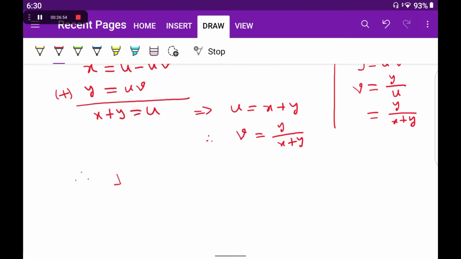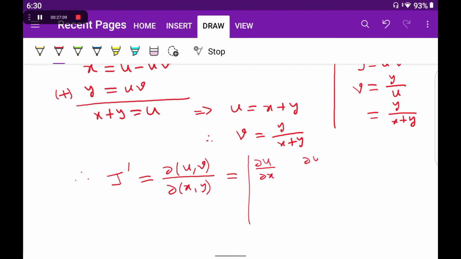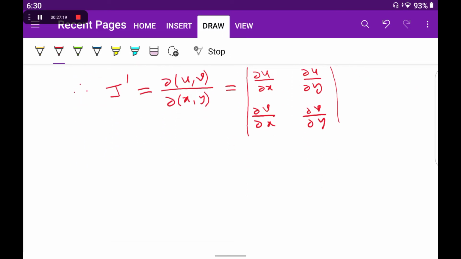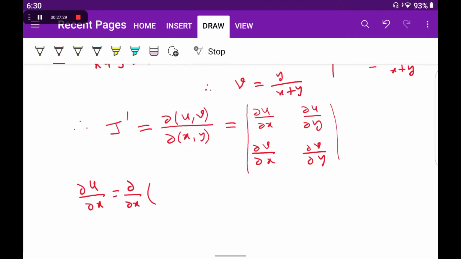So therefore, Jacobian of (u,v) with respect to (x,y) is ∂u/∂x, ∂u/∂y, ∂v/∂x, ∂v/∂y. Now what is ∂u/∂x? ∂/∂x of u. What is u? u is x plus y.